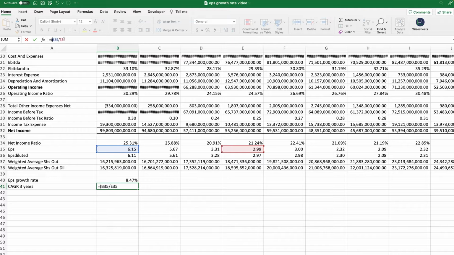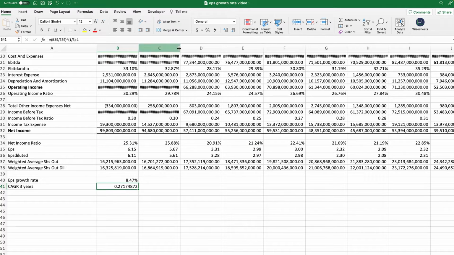And then make sure to put this in a bracket as well, so that way this calculation gets performed before the others. And now we're going to take that to the power of 1 divided by the number of periods, or T, as you saw before. In this case, it's going to be 3. And then all we need to do is subtract the 1 to get this as a percentage. So we're going to do that.